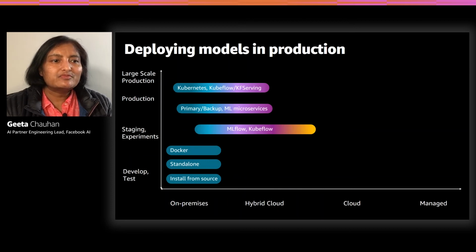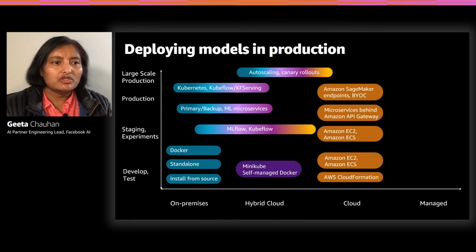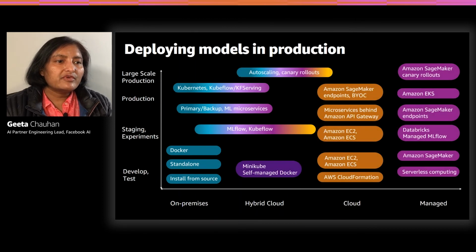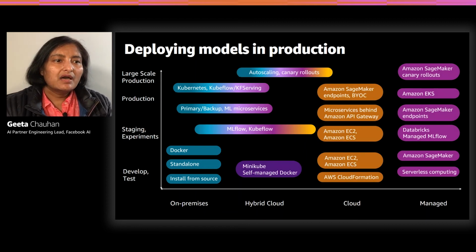So this is the full spectrum of all the deployments that are supported by TorchServe. On-prem, for example, when you're doing develop and test, you can start off with install from source or Docker containers. You can then deploy it in an MLflow or a Kubeflow environment with the ML microservices. Now we have support for KF Serving and Kubernetes with all autoscaling and canary rollouts.